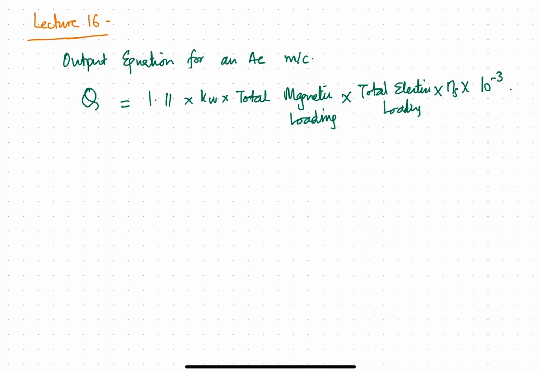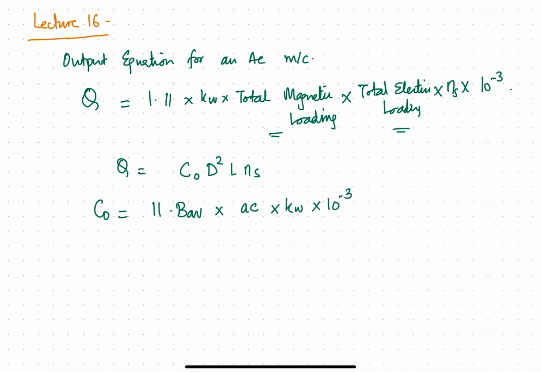When we substitute the values of the total magnetic loading and total electric loading and simplify this further, Q comes out to be C naught D square L ns, where C naught is equal to 11 times BAV, that is the magnetic loading, times the AC electric loading times kW times 10 to the power minus 3, and this C naught is known as the output coefficient.